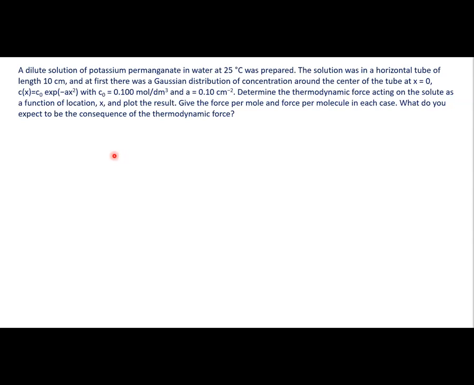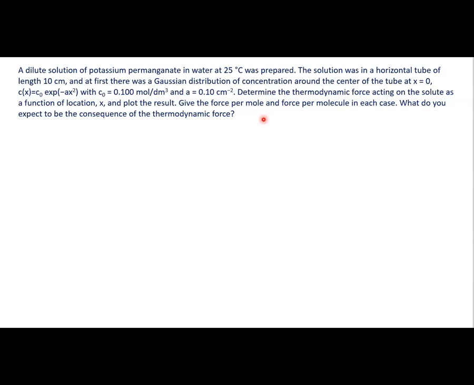Next question. A dilute solution of potassium permanganate in water at 25 degrees Celsius was prepared. The solution was in a horizontal tube of length 10 centimeters. At first, there was a Gaussian distribution of concentration around the center of the tube at x equal to 0. The Gaussian distribution is given by this function, with C naught equal to 0.1 mole per dm cube, and A is a constant, which is 0.10 per centimeter squared.